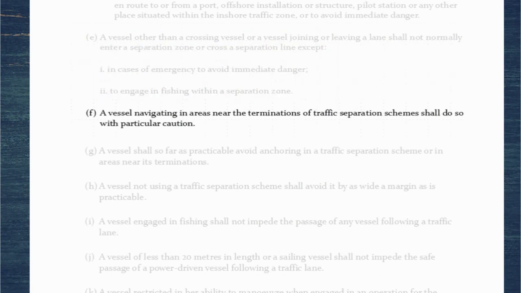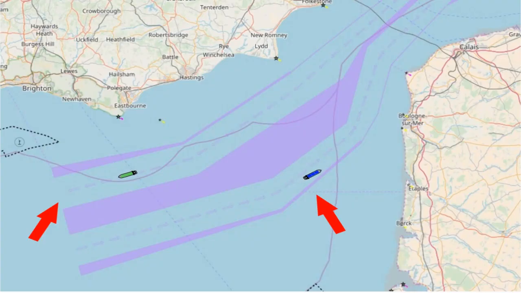A vessel navigating in areas near the terminations of the traffic separation scheme shall do so with particular caution. And of course here we're talking about the area where the green vessel is heading. Vessels are coming in and out of the traffic separation scheme. It's going to be busy. You need to navigate with particular caution.